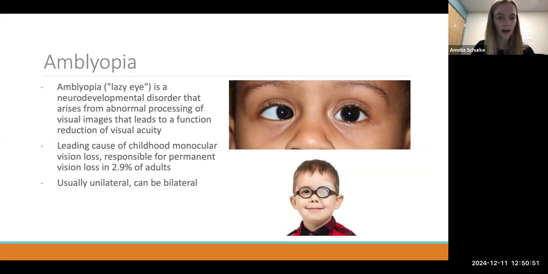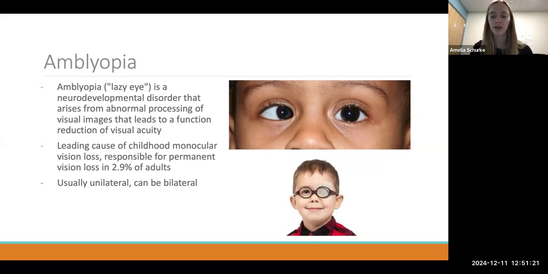Okay, so amblyopia, also known as lazy eye. This is a neurodevelopmental disorder that arises from abnormal processing of visual images that leads to a functional reduction of visual acuity. It is the leading cause of childhood monocular, one eye, vision loss and can be responsible for up to 3% of permanent vision loss in adults. It's typically unilateral, as evident in this first photo. It can be bilateral.